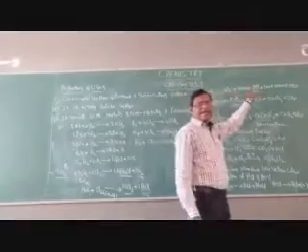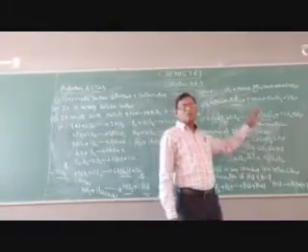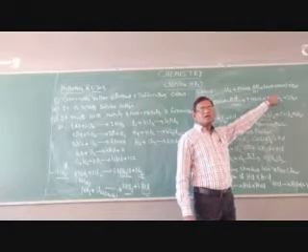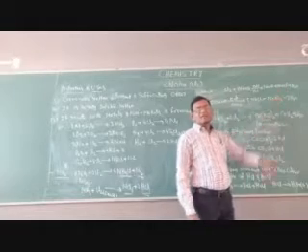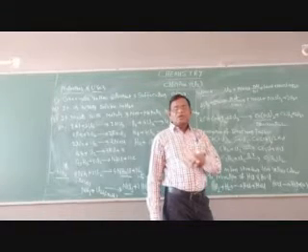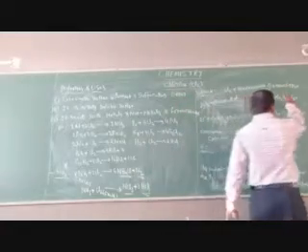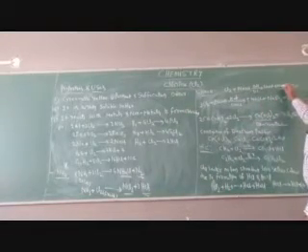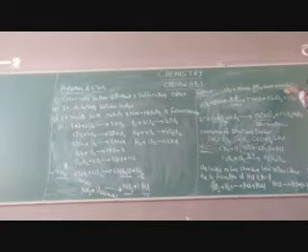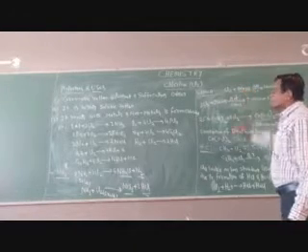Chlorine reacts with cold dilute NaOH solution to form the corresponding compounds, sodium chloride and sodium hypochlorite, NaOCl. Hypochlorite, H-Y-P-O chlorite, children. The hypochlorite ion formula is OCl minus, but the sodium hypochlorite formula is NaOCl, plus H2O formation. The condition here is cold and dilute NaOH.